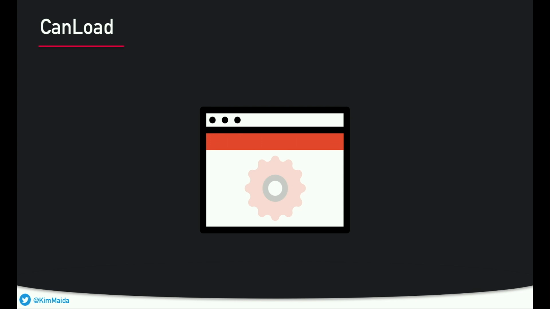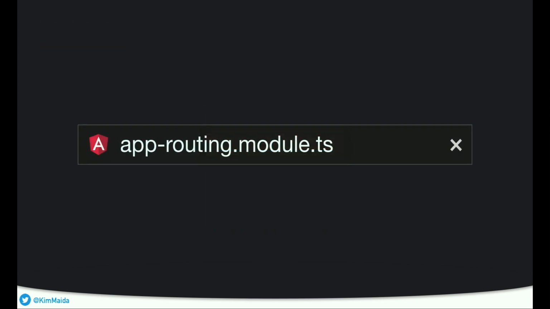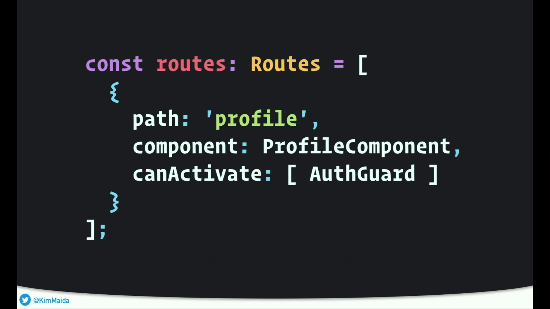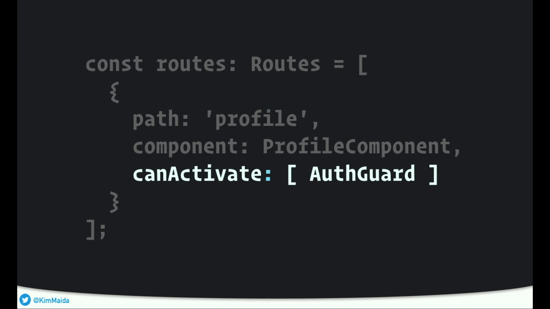The last interface is called CanLoad, and this one's a little bit different from the previous two because it prevents lazy loaded modules from downloading in the first place if the user is unauthorized. So if we take a look at our app routing module, we're going to want to set up some routes, and here I just have an example using a profile component. We can use the interface name as the property, and then we can have an array of multiple guards, and they will be called in the order that they're listed.